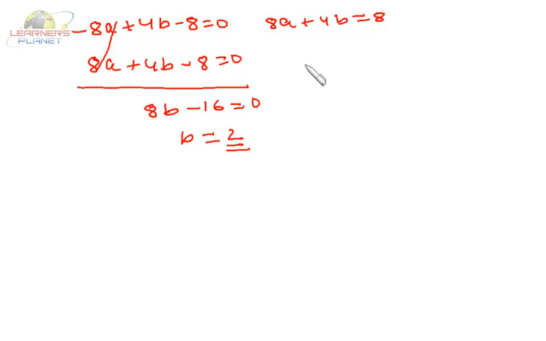So I just write it over here. It's 8a plus 4b, that is 4 into 2, which is 8, is equal to 8. That means 8a is equal to 0. That means a is equal to 0. So we got the value of a as 0 and b as 2. And in this question, we have applied the remainder theorem as well as the factor theorem. I hope you are clear.